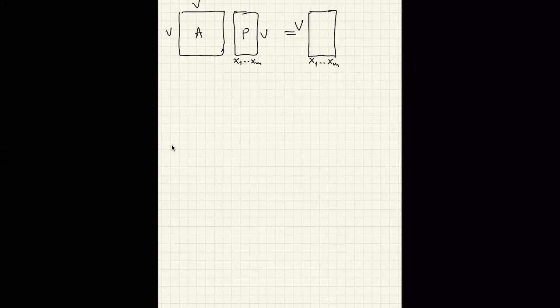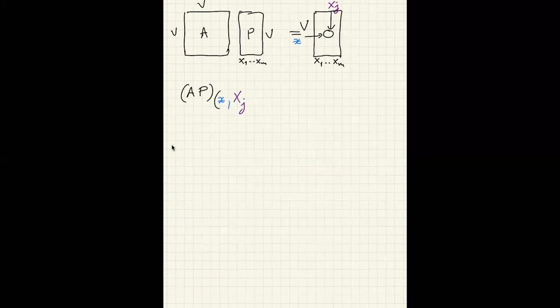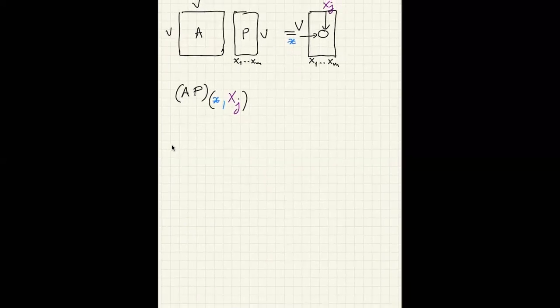And what would I like to look at? I would like to look at some entry in this matrix. Now that entry corresponds to a row and it corresponds to a column. The row, what is it? The row is a vertex of the graph, x, and the column corresponds to some of these parts, xj, okay? So when I do the calculation, I will look in the matrix AP, and I want to look in the row x and in the column xj. And I want to see what I find there. And I will do the same thing for the matrix PB.